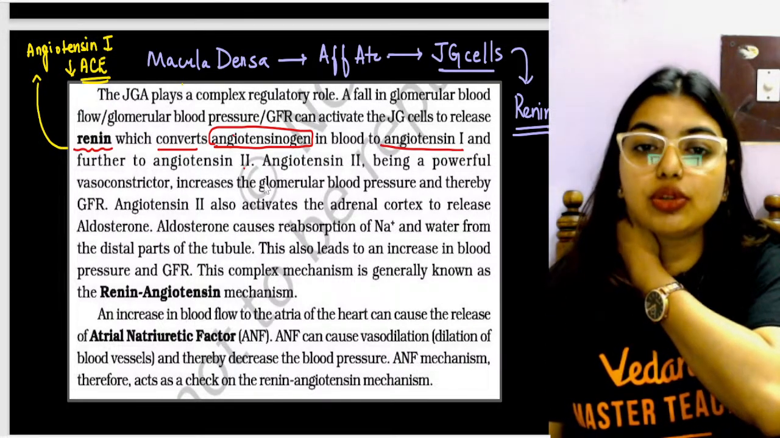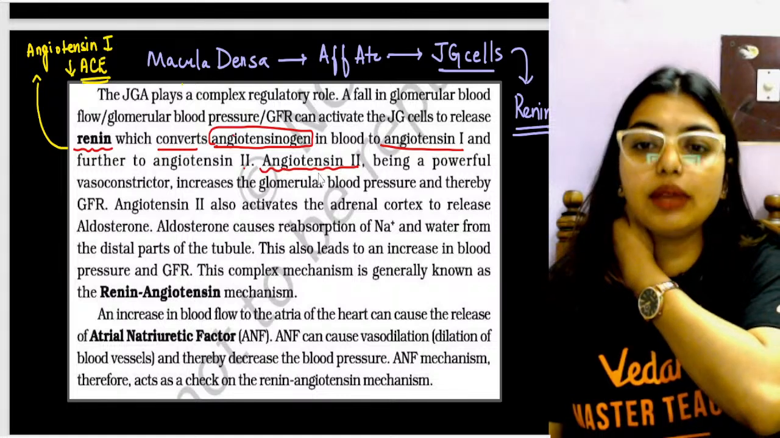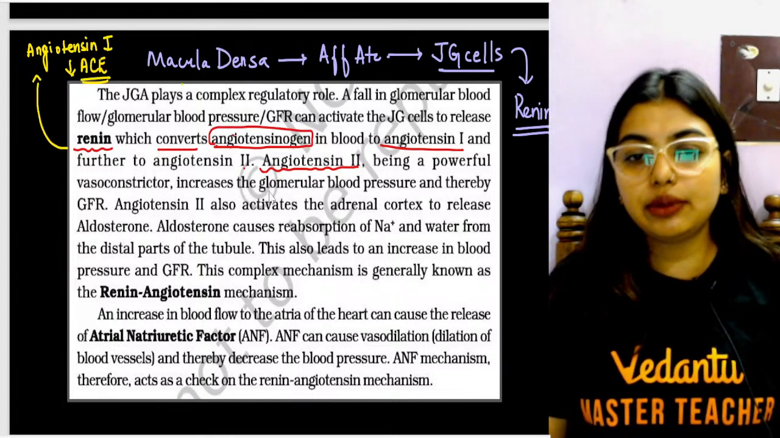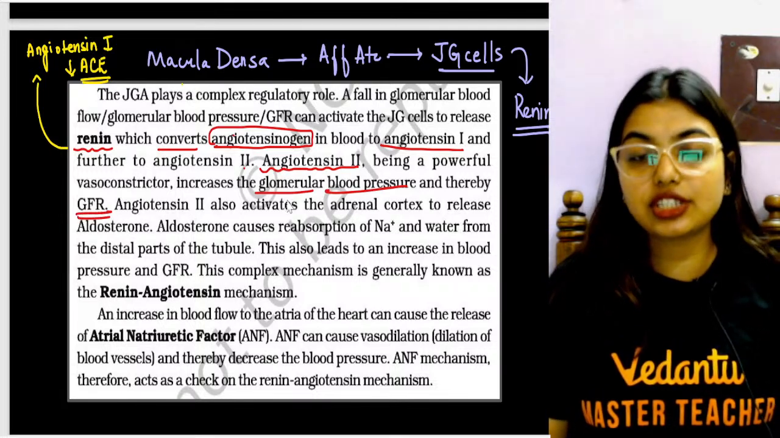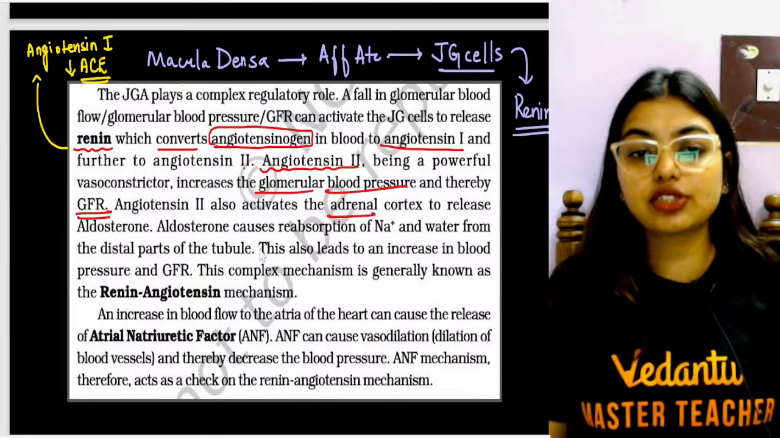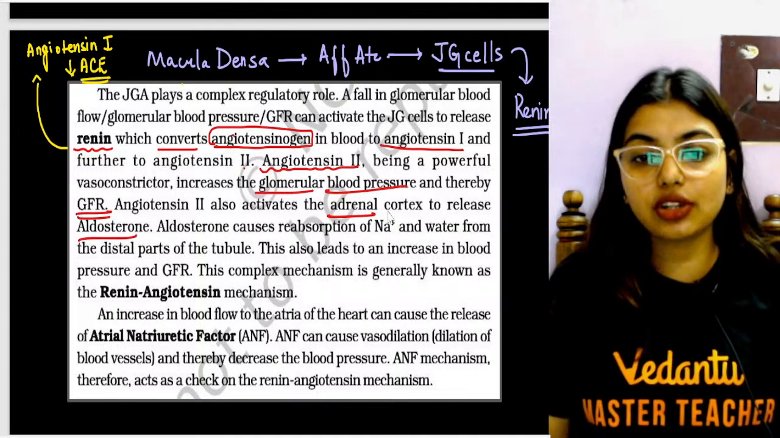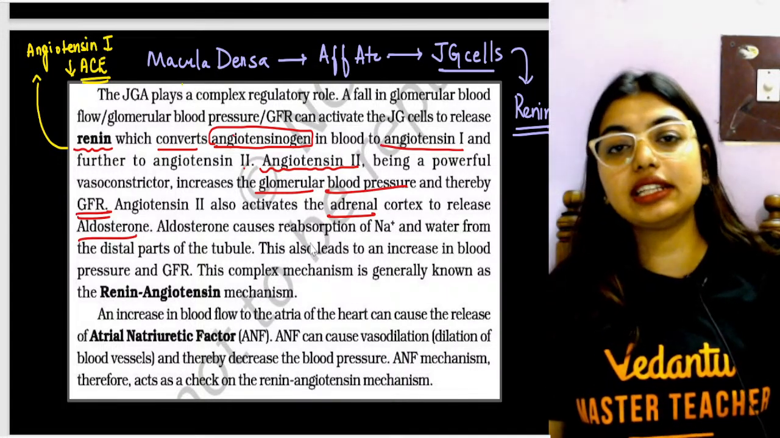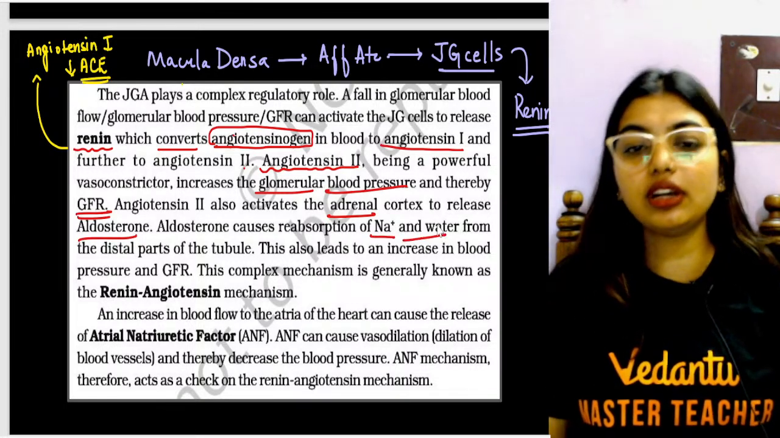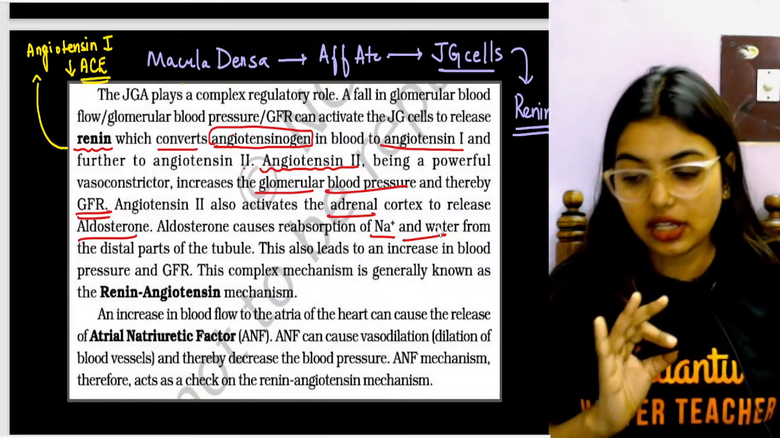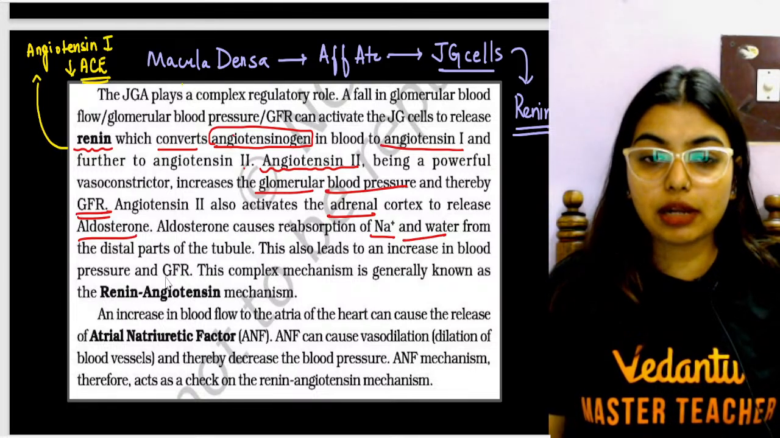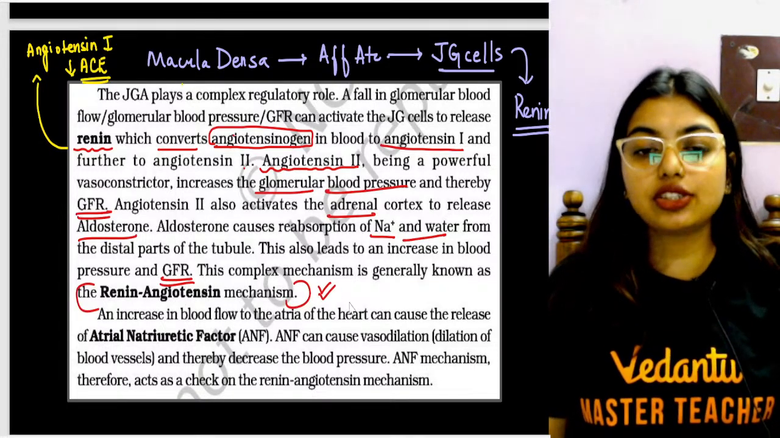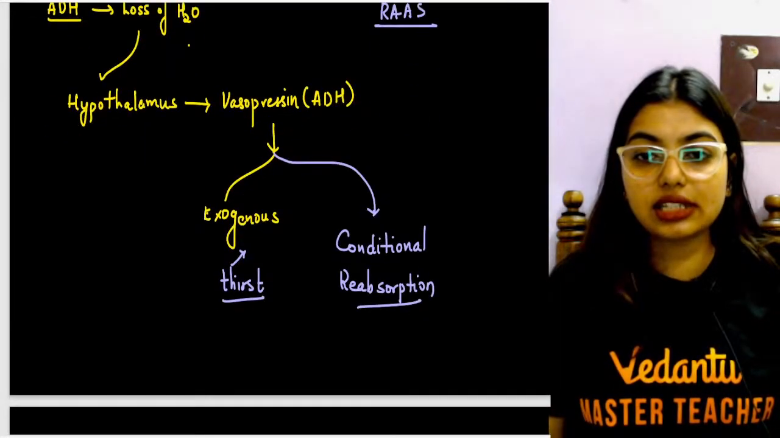Now, angiotensin 2 is very powerful. Being a powerful vasoconstrictor, it will increase the glomerular blood pressure and thereby the GFR. Then angiotensin 2 will also activate your adrenal cortex to release aldosterone, and this aldosterone will activate your DCT, telling that please do reabsorption of sodium and water. Like that, BP also will be fixed. Now, this also leads to an increase in the blood pressure and the GFR. This is called the renin, angiotensin, aldosterone mechanism.